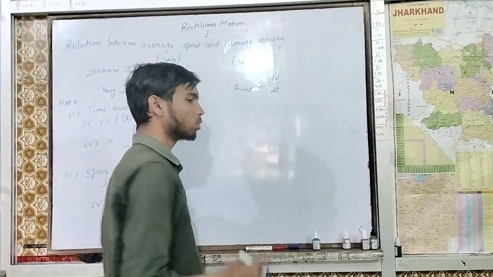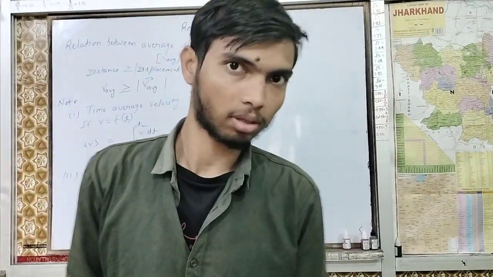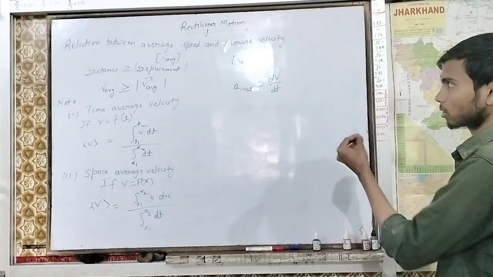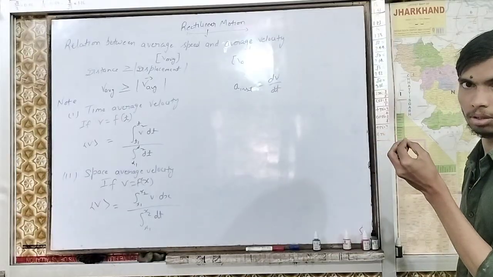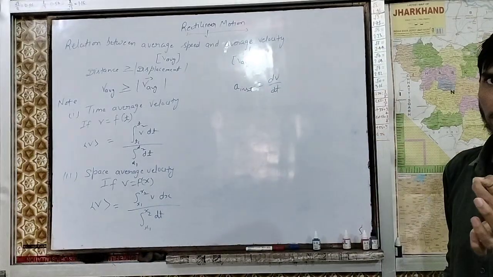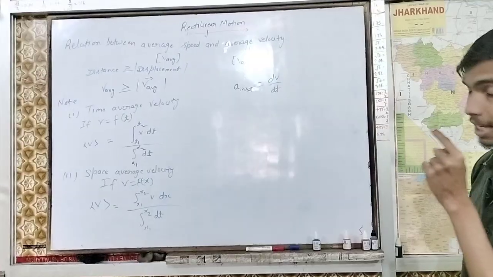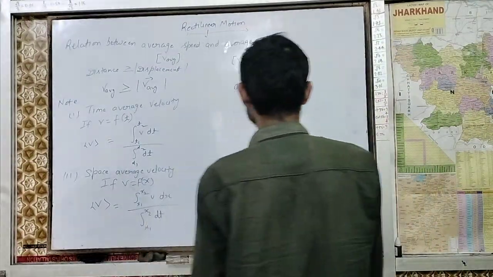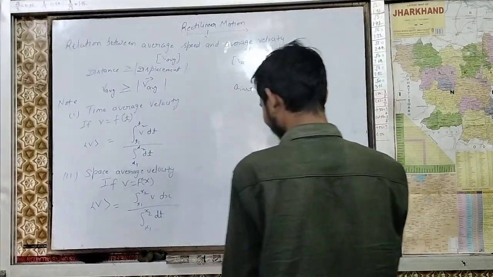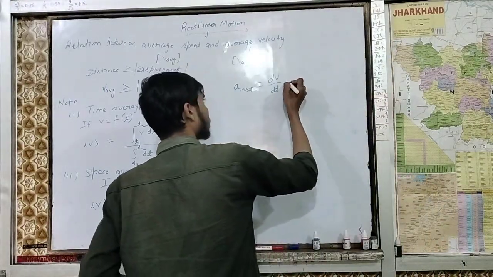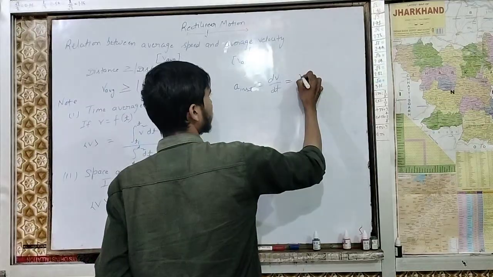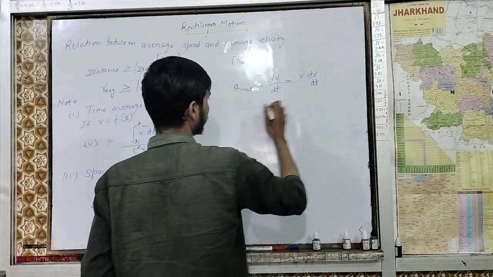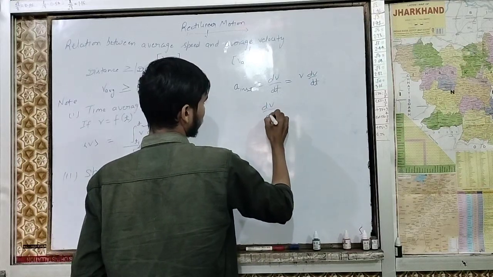Here, if time is not given, then we have one more formula for acceleration, where the relation is between velocity and space, velocity and position. So you can write it as v into dv upon dx. It came from here, dv upon dt.